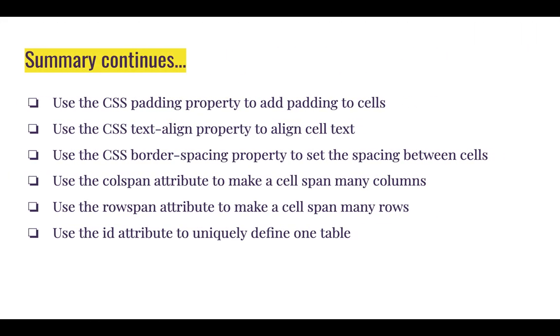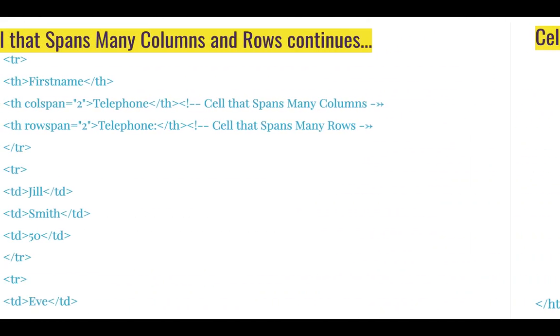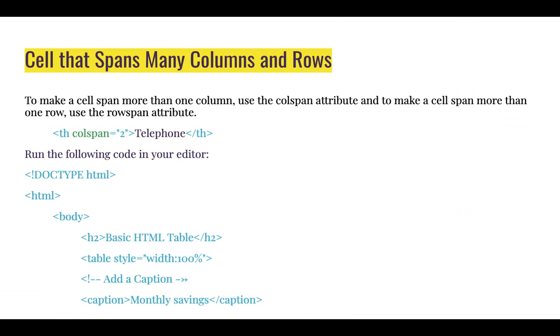Use the CSS padding property to add padding to cells. Text-align to align cell text. Border-spacing property to set the spacing between cells. Colspan attribute to make a cell span more than one column. Rowspan attribute to make a cell span more than one row. Use the ID attribute to uniquely define one table. So ensure that you copy this code, paste it in your code editor, and then run it.